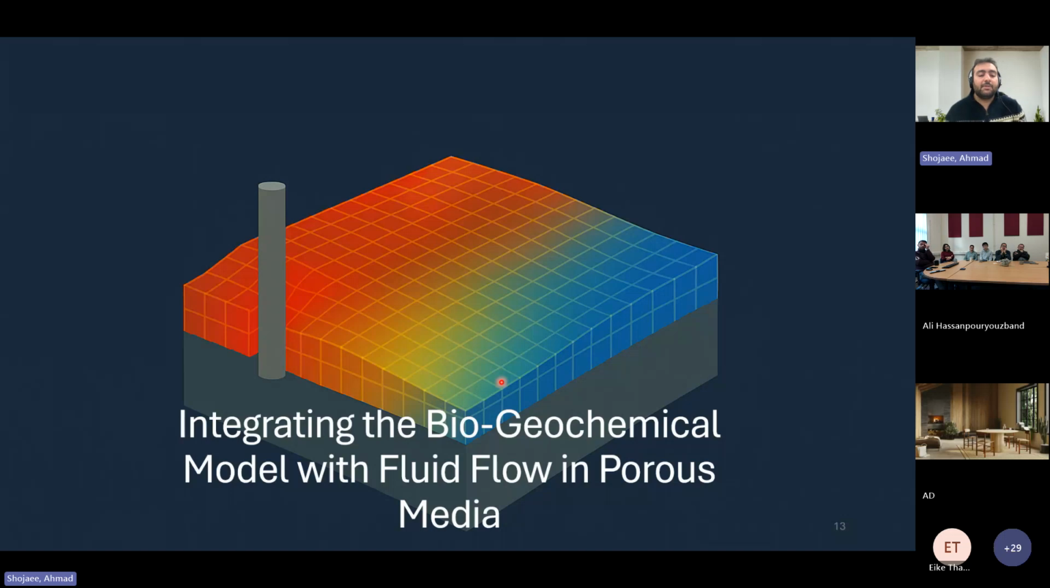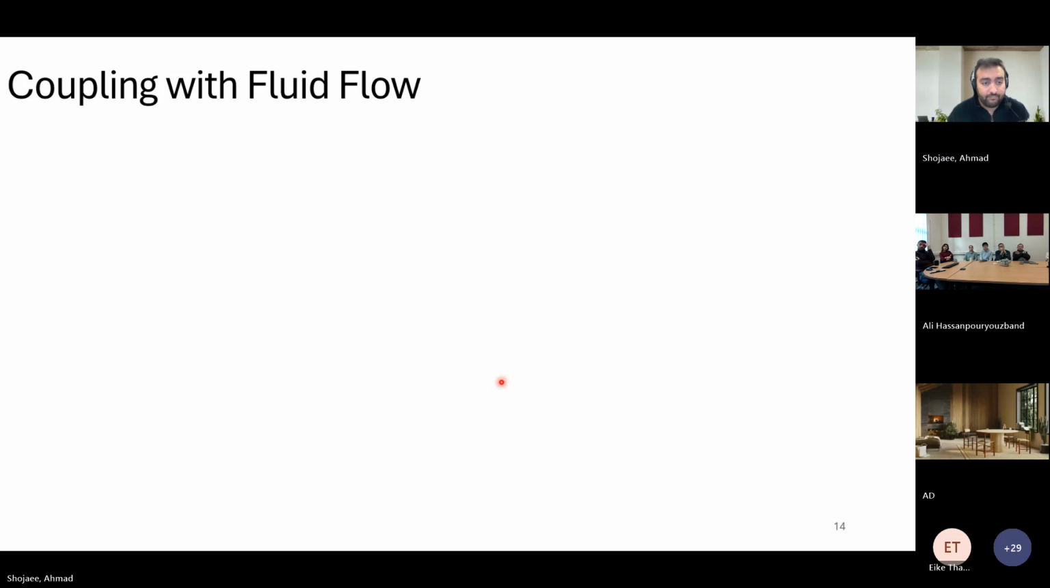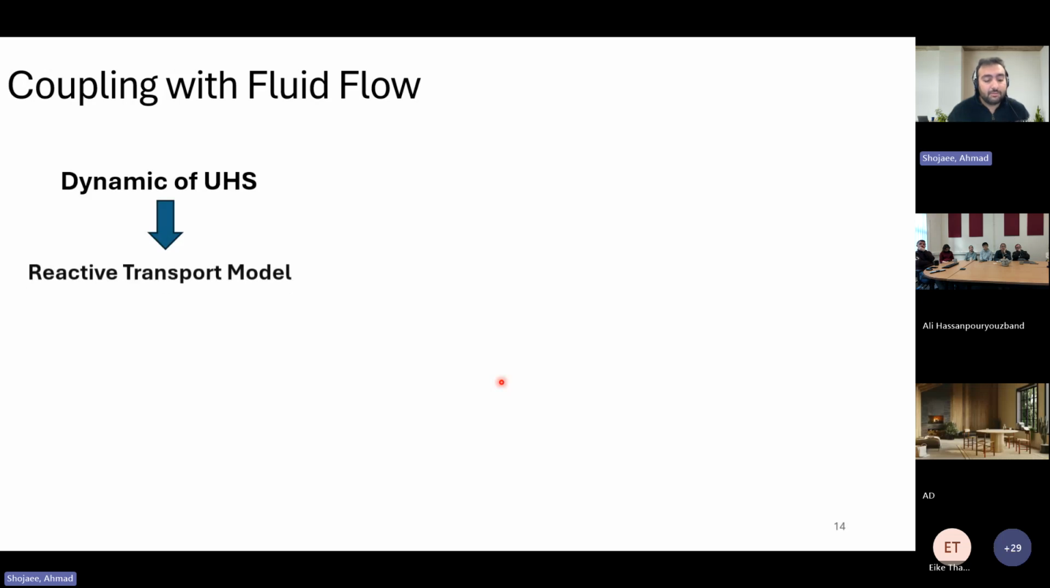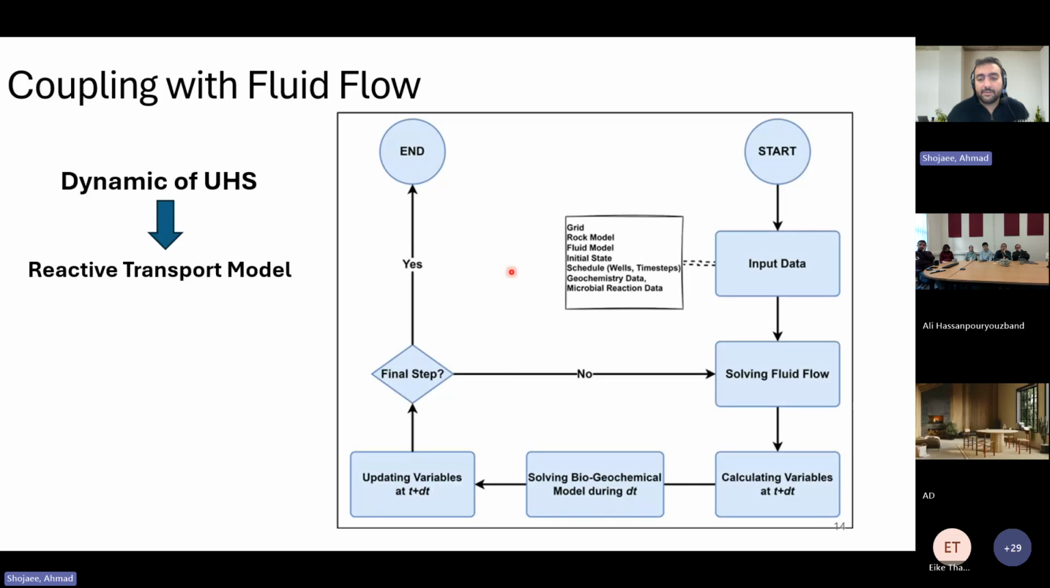So let's go to the next part, which is about integrating the bio-geo model with transport in porous media. Why did we do that? The reason is that we wanted to see the dynamics of underground hydrogen storage, from injection, fluid flow through porous media, plume migration, and back production of the plume. To see the dynamics of UHS, we need a reactive transport model. And by using this algorithm, we coupled the bio-geo model that I showed you, based on that conceptual model, with an open source reservoir simulator, which is the MATLAB Reservoir Simulation Toolbox.